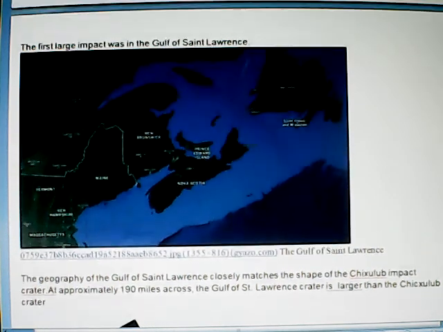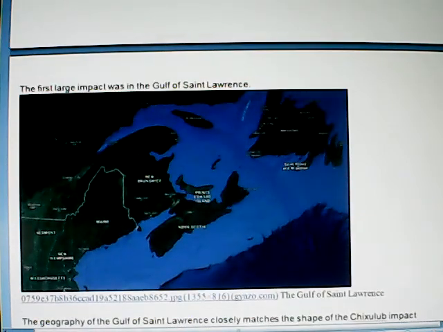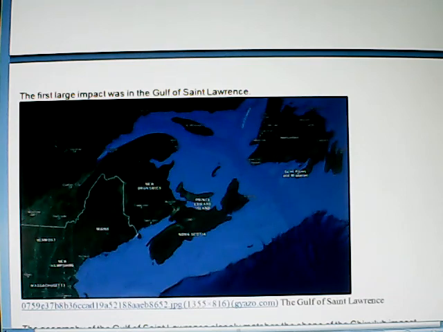Seem to be having a little trouble with the color here. You can see it a little better there. But it would have hit somewhere here, causing this crater, caused this part of Canada to move from here.